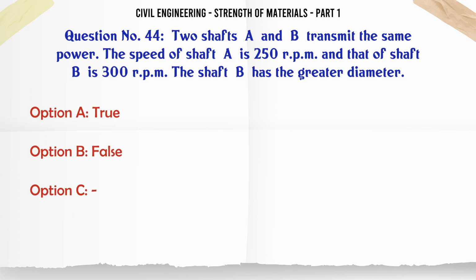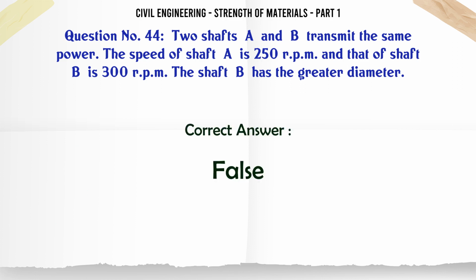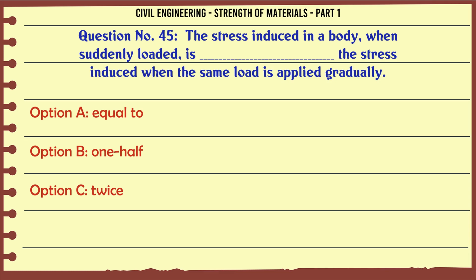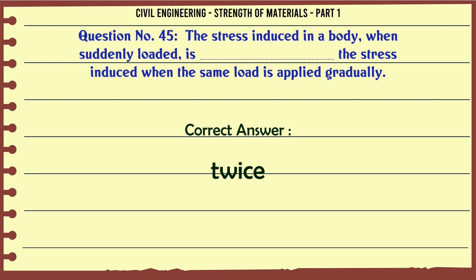Two shafts A and B transmit the same power. The speed of shaft A is 250 rpm and that of shaft B is 300 rpm. The shaft B has the greater diameter. A. True, B. False. The correct answer is false. The stress induced in a body, when suddenly loaded, is ______ the stress induced when the same load is applied gradually: A. equal to, B. 1/2, C. twice, D. 4 times. The correct answer is twice.